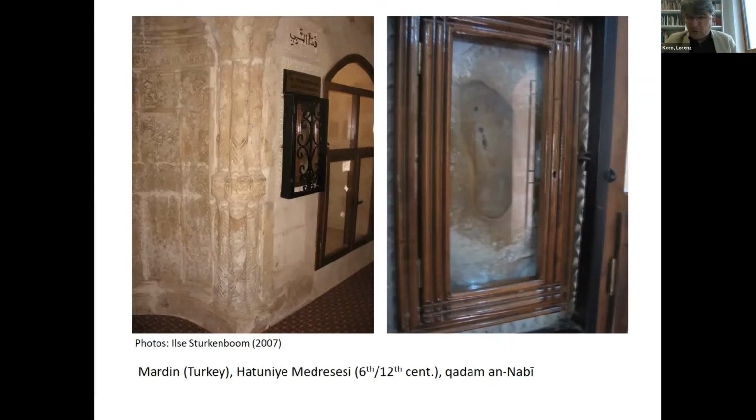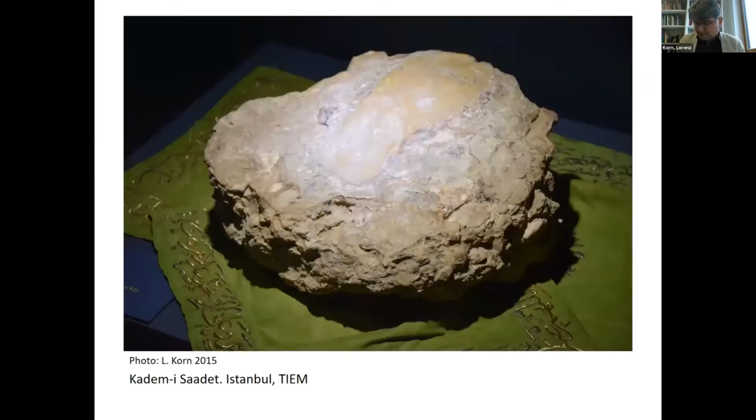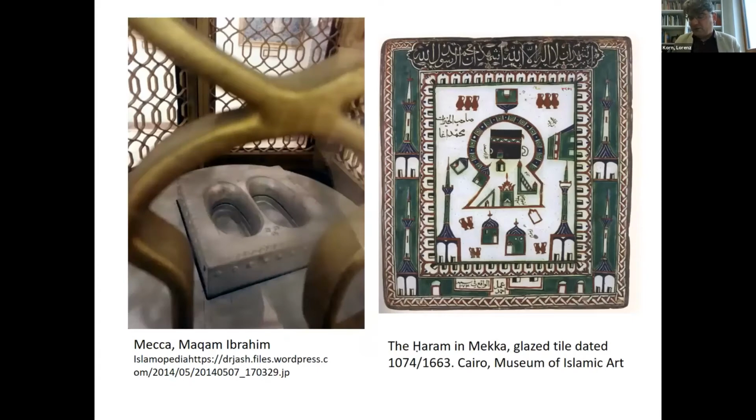There were also movable footprints on smaller pieces of rock, which became objects not only of veneration, but also of collection and even trade. Of course, there were not only footprints attributed to Muhammad, but also those left by other prophets. The greatest veneration is paid to the footprints of Abraham, which form a little shrine of their own in the Haram of Mecca.